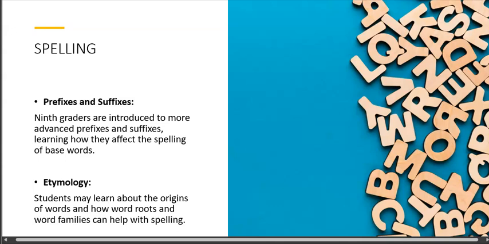Okay, then we have something we call etymology. This is where we learn about the origin of words, and how word roots and word families can help with spelling. So we learn maybe this is a scientific word, or this was a word from mathematics. You find that most mathematical terms come from Roman origin. So when you know the origin of words, it can help you with the spelling. It's better to also find words that you don't know and try to find out about their origin.